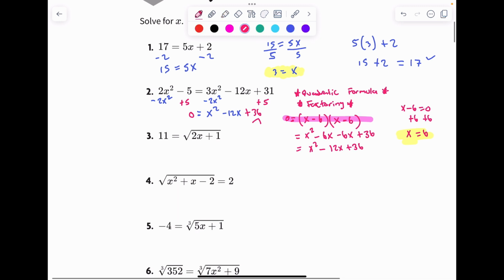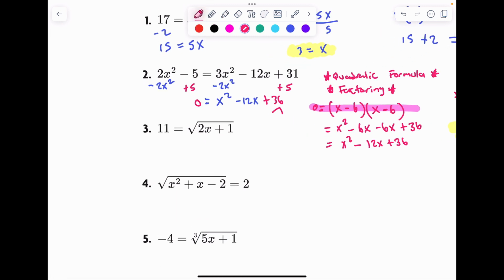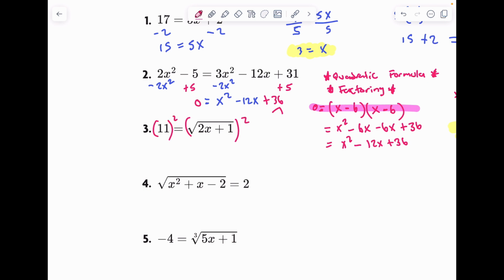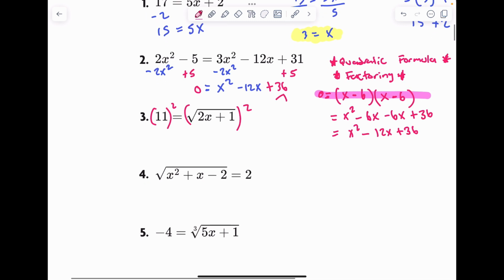Now our number 3, I have a square root function in there, right? So we're not gonna get scared. We're gonna get rid of the square root. Okay? To get rid of a square root, I have to take it to the power of 2. Okay? So I square both sides. So to get rid of a square root, you have to square both sides. Okay? What you do to one side, you do to the other. It's like one of those math properties. Okay? So 11 squared is 121 equals, what's going to happen here?